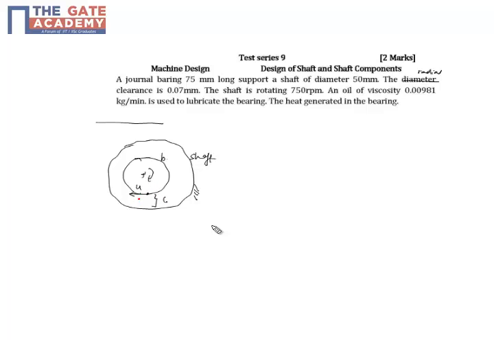Because of the fluid present, the fluid opposes because of the viscosity, and this is called the shear resistance. At this point you have a shear resistance called tau, given by mu, the viscosity, times u, the linear velocity at that point, divided by the radial clearance. This is Newton's equation for viscosity.